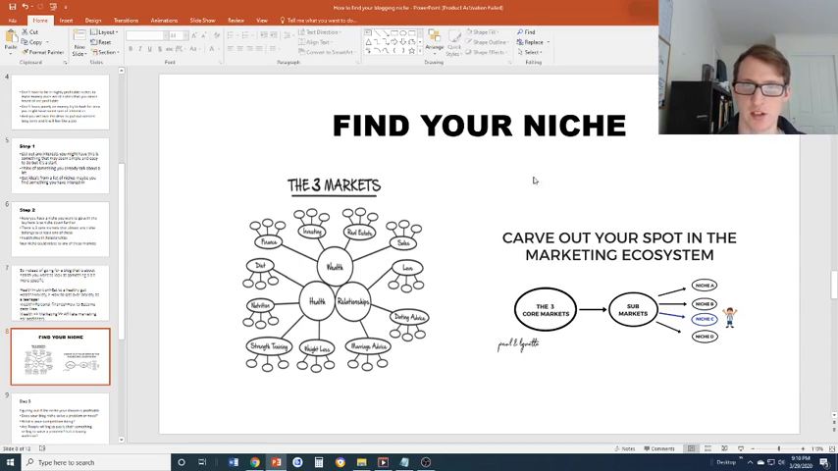And then you've got to carve your spot in the market ecosystem. So three core markets, sub-market, and then your niche. So that's just an example, hope you understand how it works. You're simply going down and niching down to a point where it's not broad, it's a specific topic that you will write in, that your blog will be about.